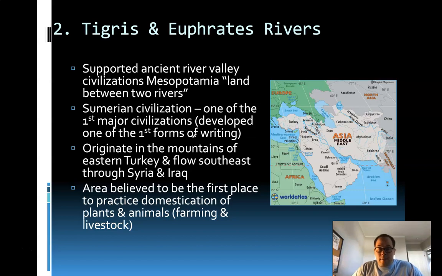These rivers originate in the mountains of eastern Turkey and flow southeast through Syria and Iraq. The area is believed to be the first place to practice the domestication of plants and animals. So that's what I'm talking about, is because they have this water source there, they have fertile land. People realize that we don't need to move around constantly. We don't need to follow animals. We can have animals domesticated. We can use crops, and we can have society and grow here together. And that's really how these rivers began that movement.